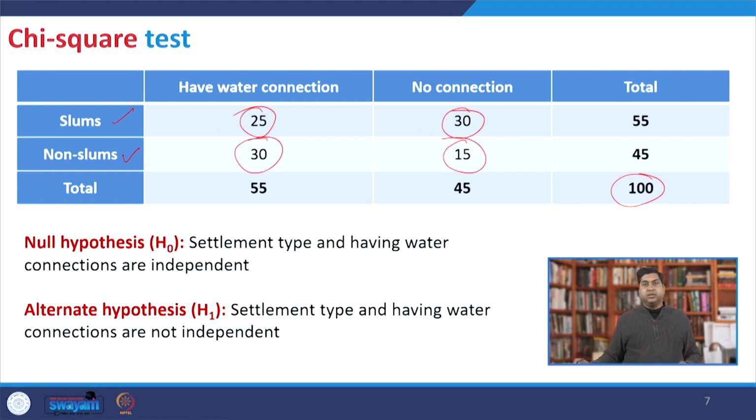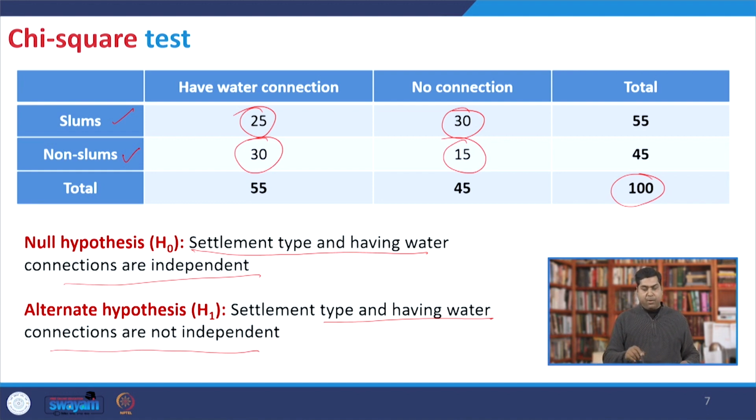So the null hypothesis in this case: we consider the settlement type, which is slum or non-slum, and having a water connection are independent. That is to state that there is no such relationship, that it will not depend on slum or non-slum to have a water connection or no connection. Alternate hypothesis: settlement type and having a water connection are not independent. So that means it is basically dependent.